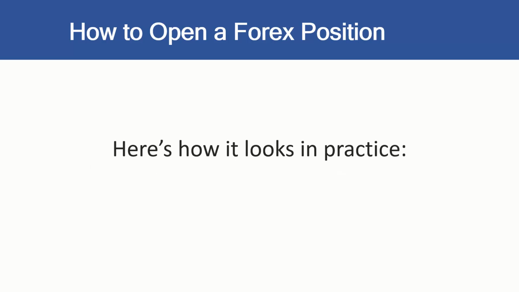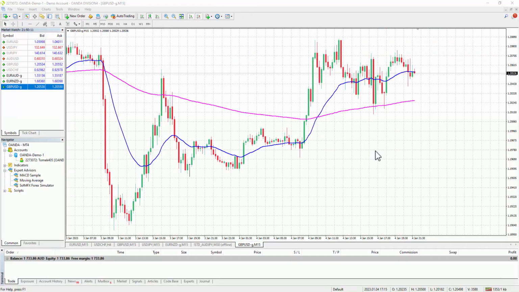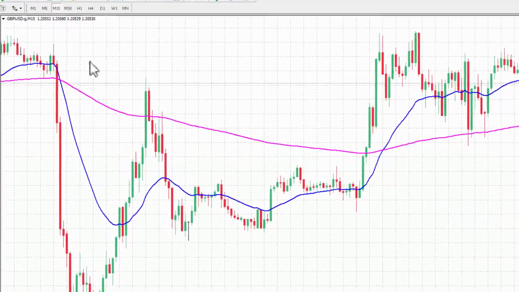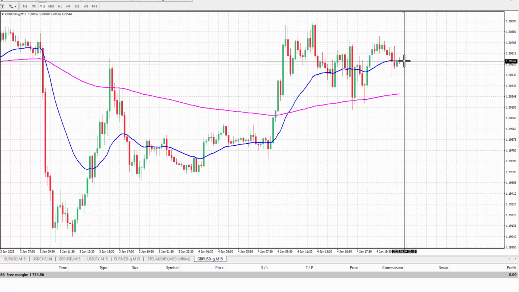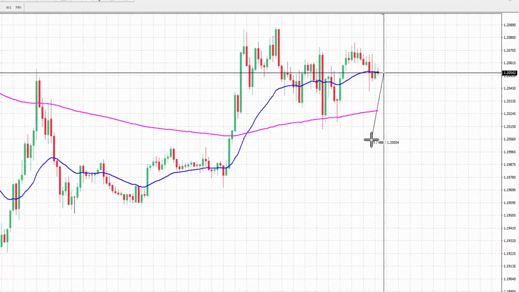Here's how this looks in practice. Here I am in MetaTrader 4, and currently I have the British pound US dollar chart pulled up, and I am using the 15-minute chart. So I can see that the price is making higher highs, higher lows. It looks to be going upwards. So let's say I want to enter a market order and I want to buy right now. The current price is here. The stop loss, I want to set it below the previous low. So I will set it at this level.